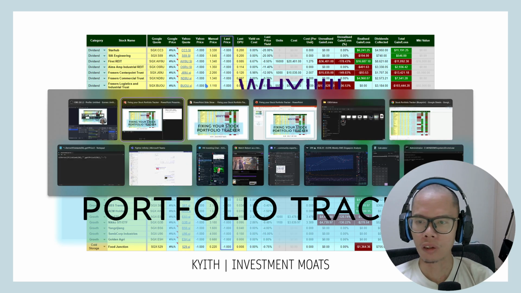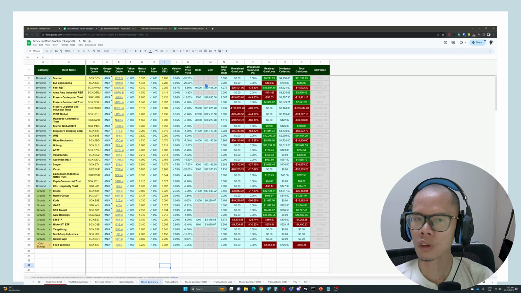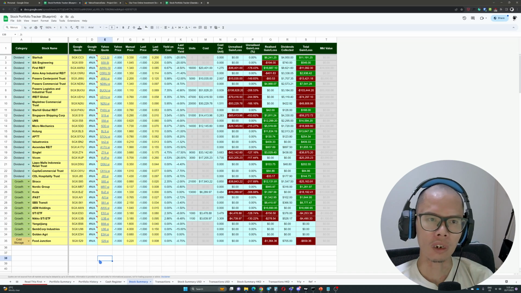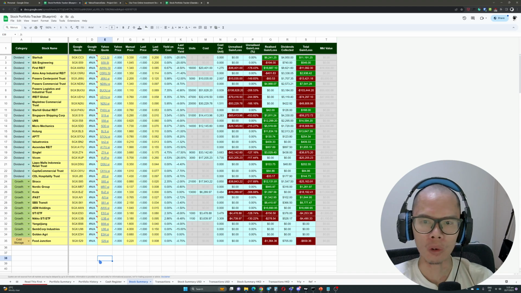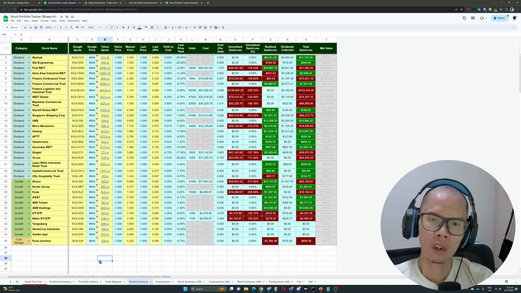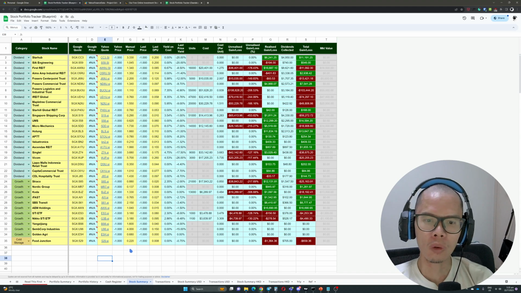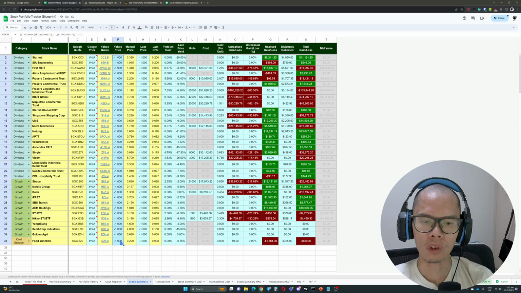Now, let's take a look at the spreadsheet itself. So what I have over here is a blueprint of my stock portfolio tracker. This is where I share it out so that people can make a copy of it and populate it with their own securities transactions based on different currencies and all. And as you can see, this is also affected. If you look at the Yahoo prices, it's showing minus 1.0.